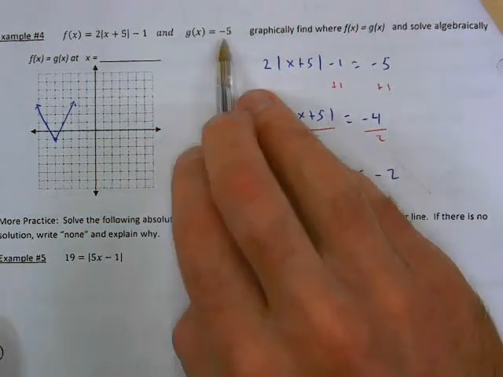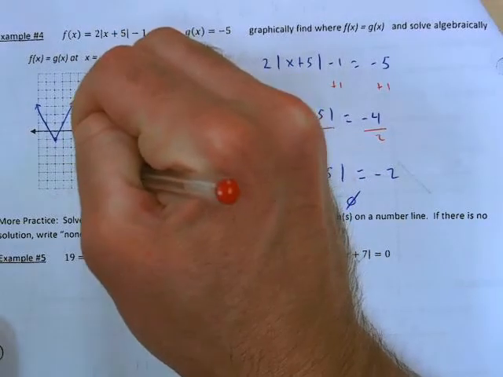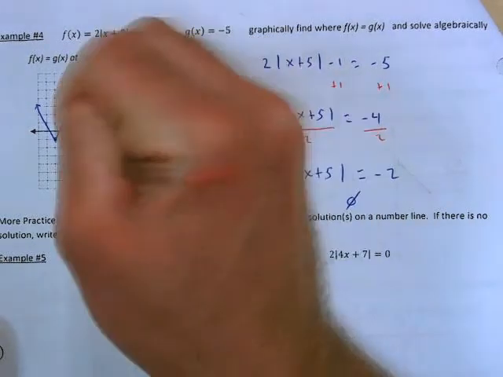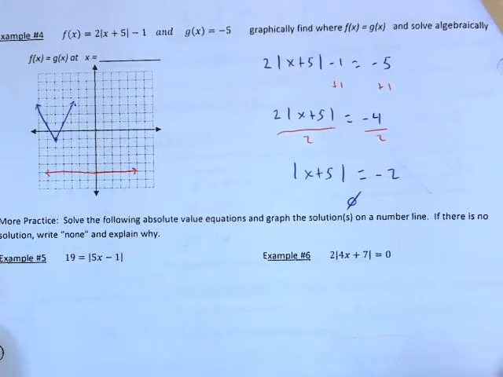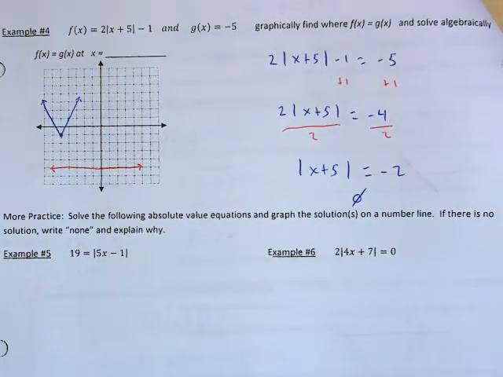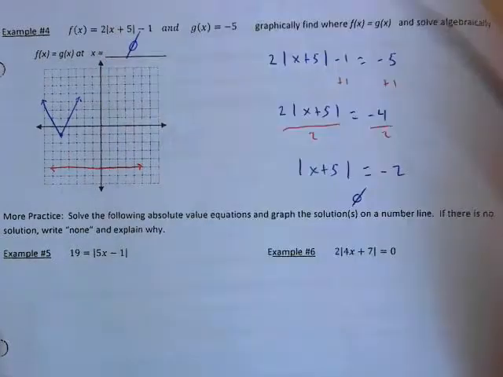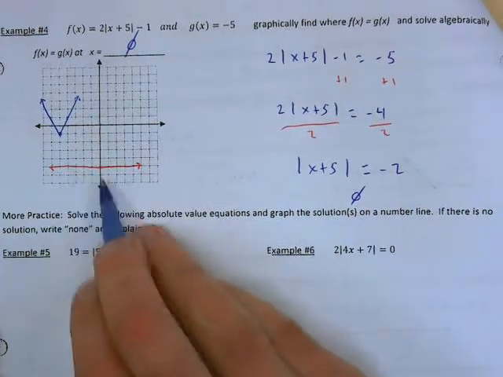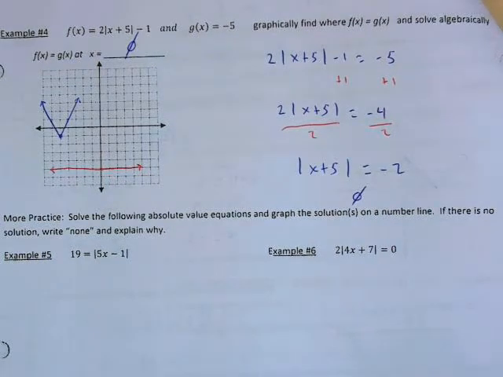And then what would g of x look like? Well, it's the line y equals negative 5, so we're going to go down 5. Draw a horizontal line. And then there's g of x. Well, where do my two functions intercept? Oh, nowhere, they don't. So then that's why there's no solution. These two functions are never equal because they graphically don't intercept, which is why we got no solution when we solved algebraically. So that will happen occasionally. Keep an eye out for that.